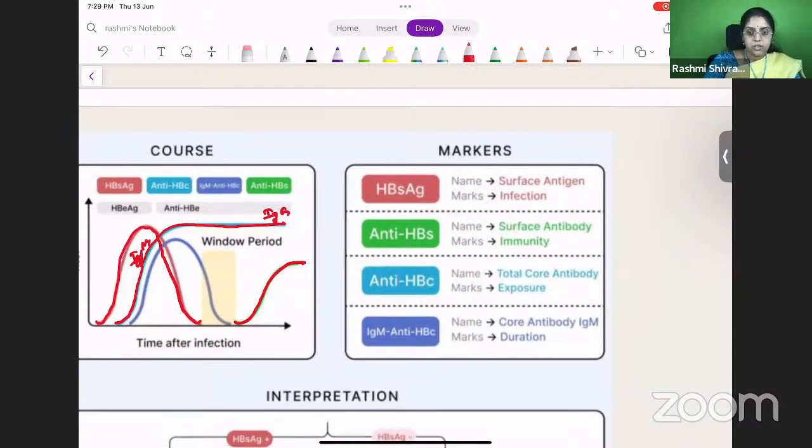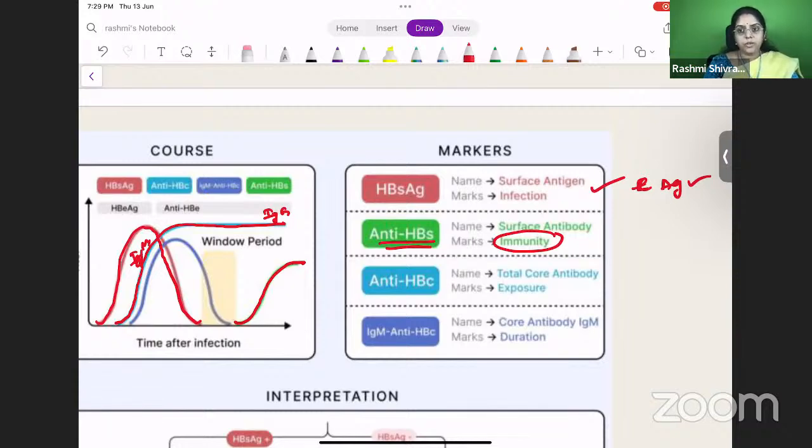HBs surface antigen marks infection. HBe antigen will also mark infection. It denotes infectivity. So anti-HBs means it is immunity. Once you have given the vaccine to the patient, you will check the anti-HBs levels. If the anti-HBs levels are low, then you have to give the patient another dose of vaccine.